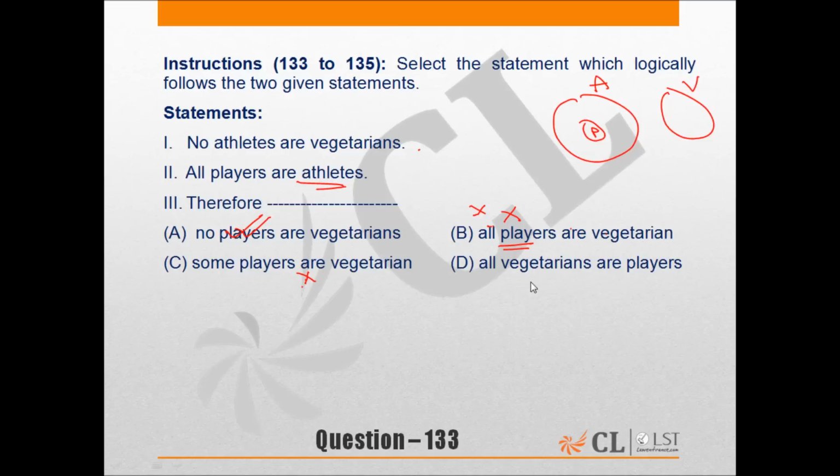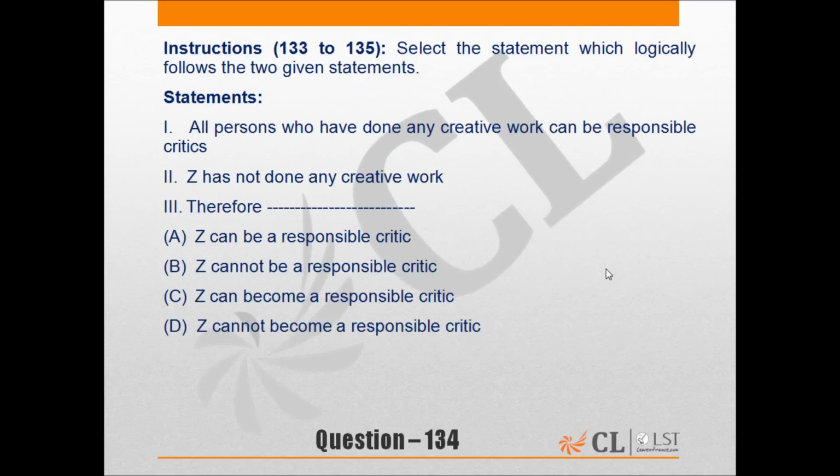All vegetarians are players. If I draw a diagram for this, the diagram would be something like this: players, vegetarians and athletes. In this case, some of the athletes are vegetarians as well as athletes. This again contradicts the given statement that no athletes are vegetarians. Hence, option D again contradicts the given facts. Option D is again wrong.